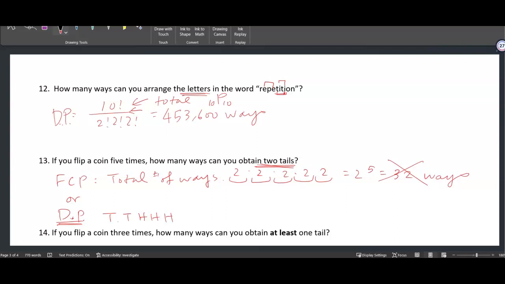So again, 5 letters, so we're going to count it as all order matters, 5 factorial, and take away the order that doesn't matter.